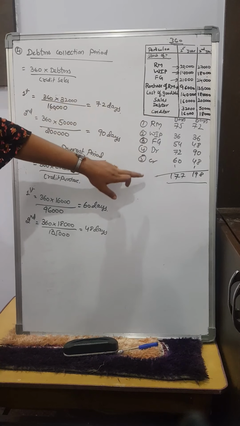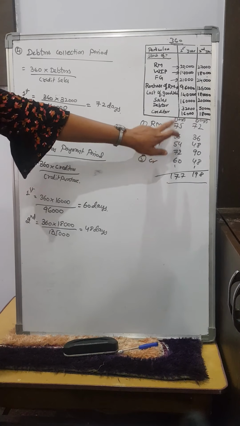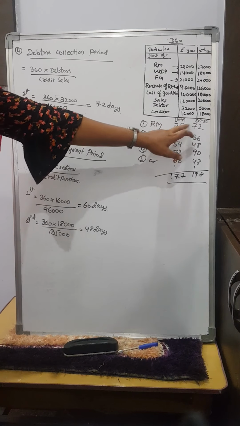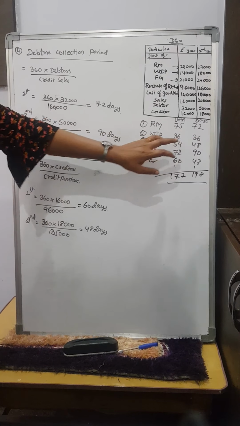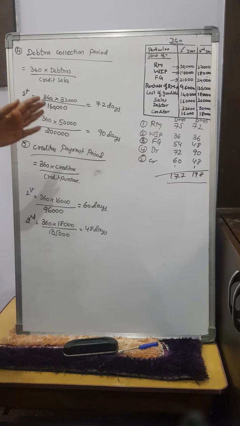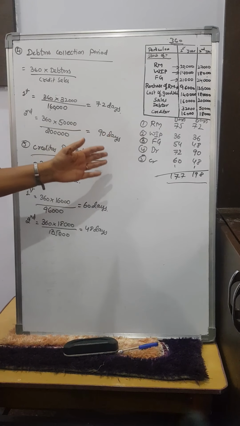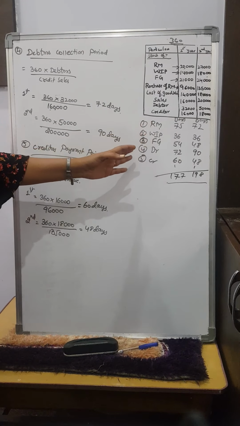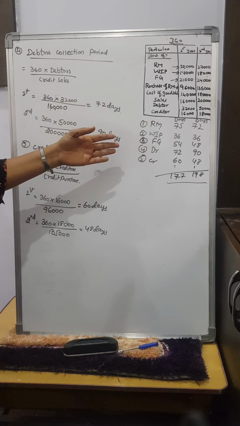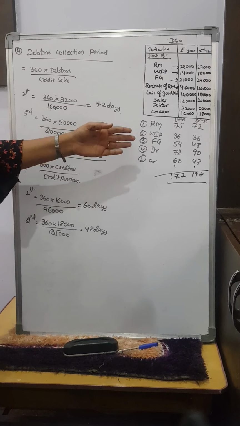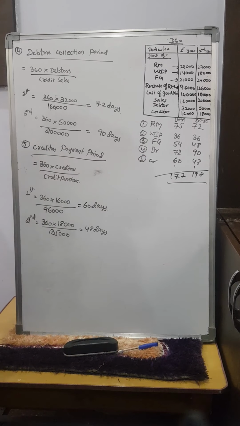If you look at this, for the raw material there is an increase of 2 or 3 days. Work in progress is the same, whereas finished goods earlier was 54 days, but now it is 48 days. Debtors were 72 days, but now 90 days, and for the creditors it is 60 days and 48 days.